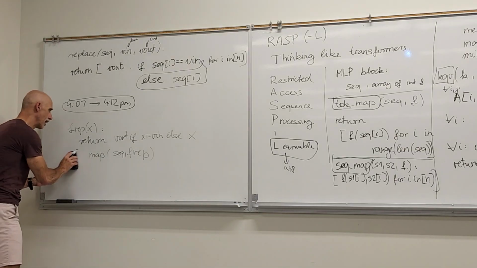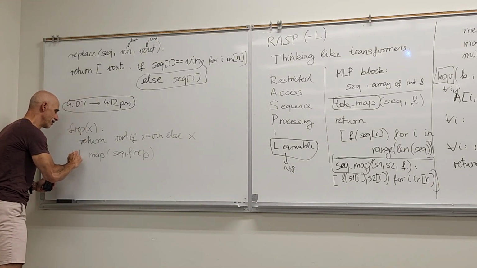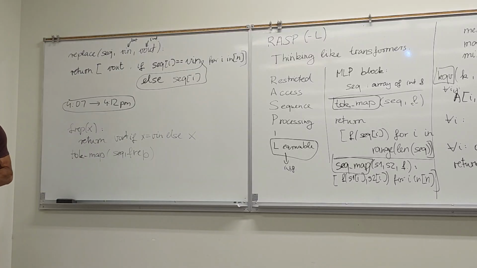Top map. Yeah, I keep forgetting that they call it top map. Yeah. And then I think front X would need to also take in V in and V out as parameters. Yeah, well, MLPs kind of suck. Yeah, this is true, because otherwise the replace function is not general enough.